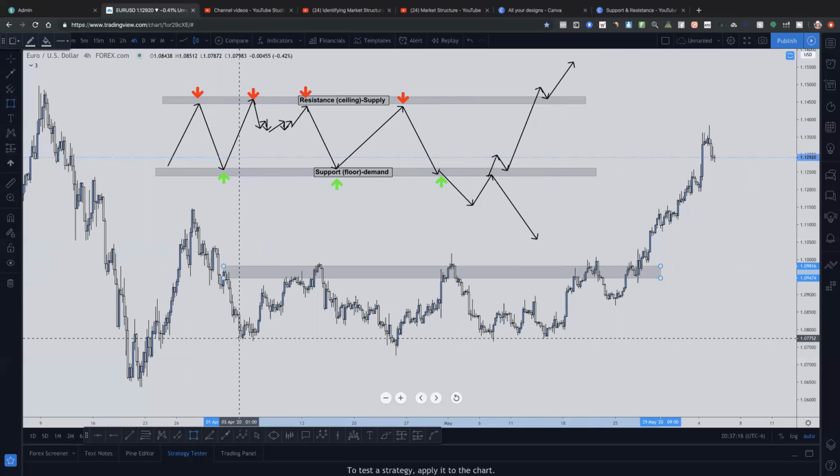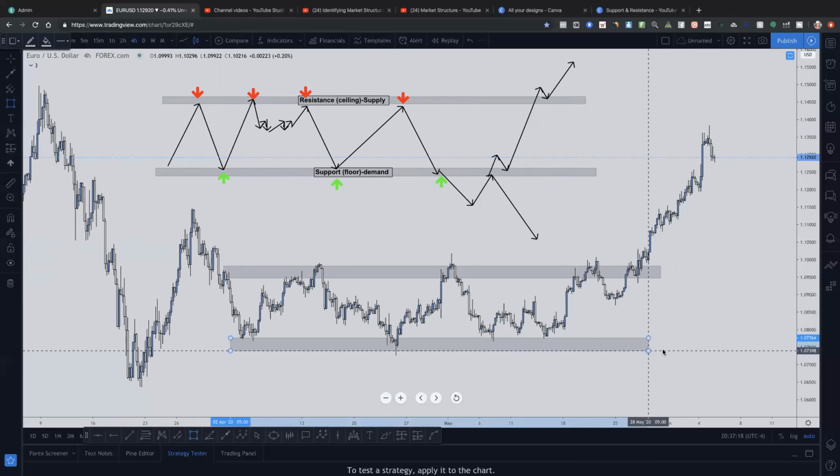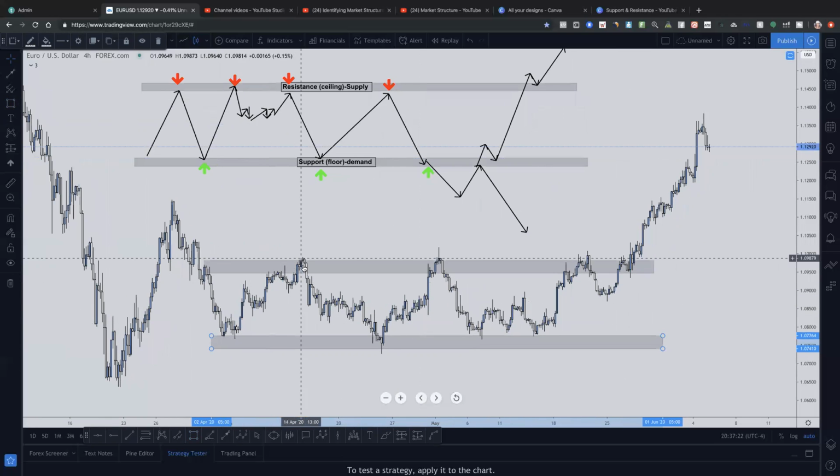So we have our resistance, and then we have our support, okay? And again, this is where, when you get confirmation, you would sell here to the bottom, buy here to the top, sell to the bottom, buy to the top. And you can see where it took some time here, but then went to the top.